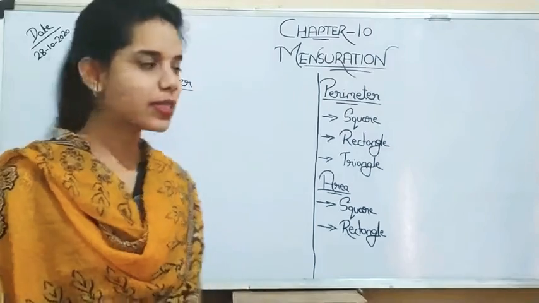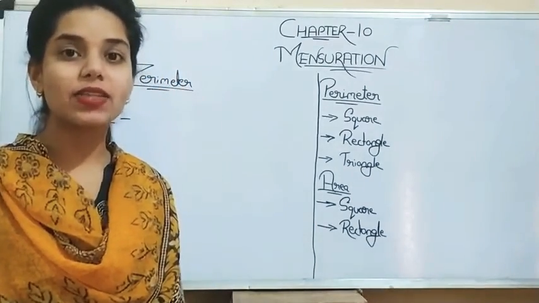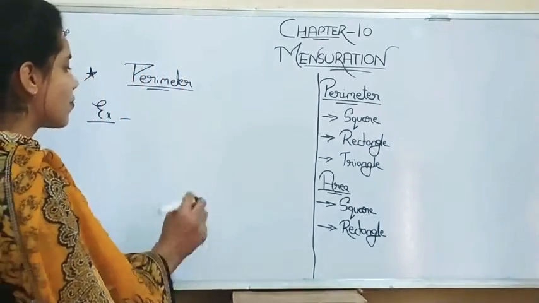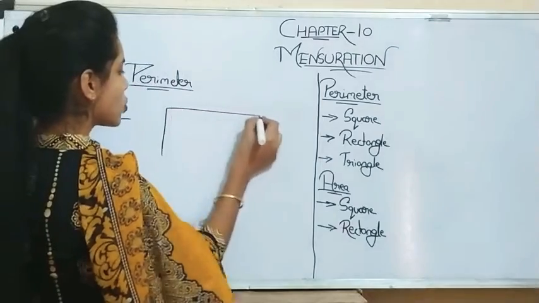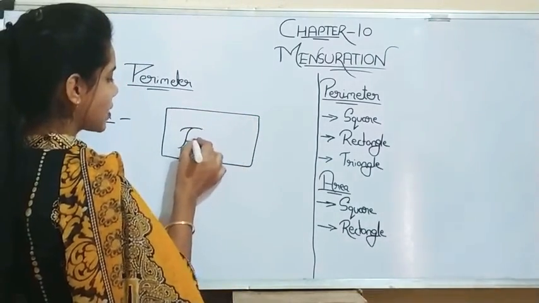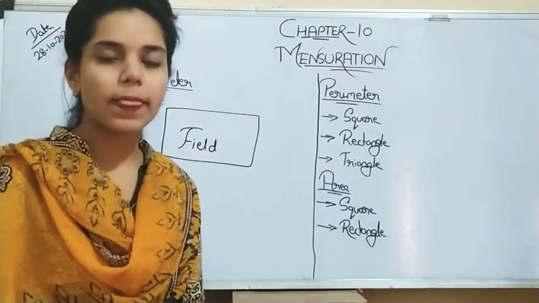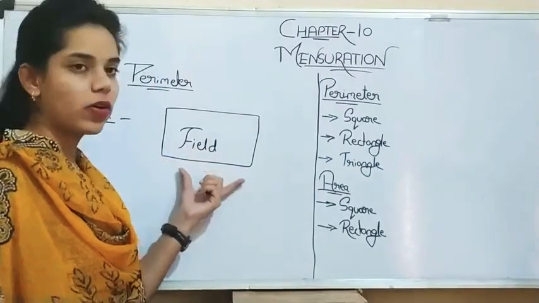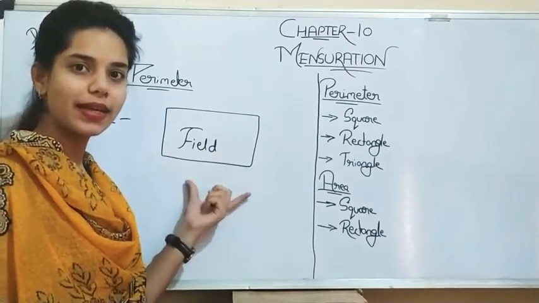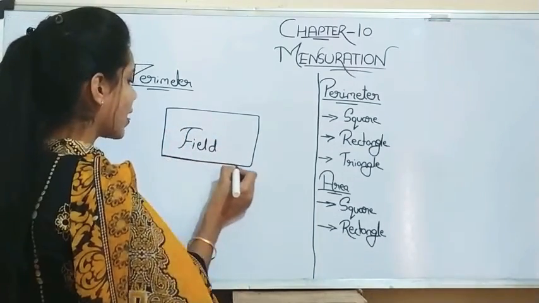So first of all, see what is perimeter. Perimeter means the length of the boundary. See how. Suppose there is one field and a farmer wants to fence it. He wants to do fencing of this field. So how much wire will he require? He will require wire to fence it so that no animals can enter into his field. So how much wire will he require?